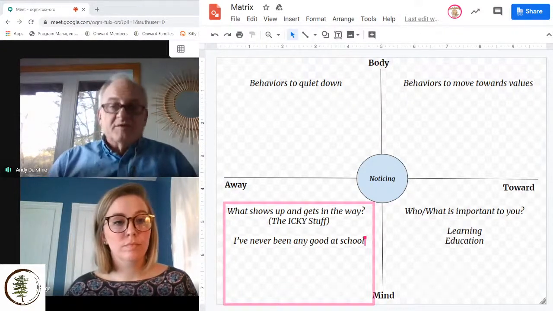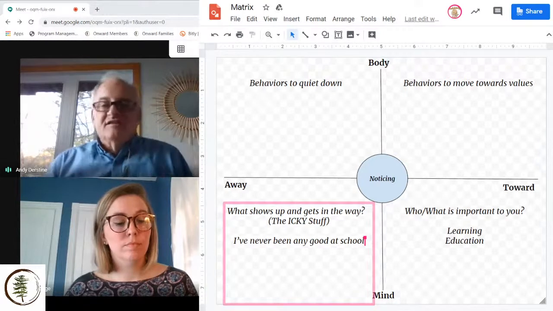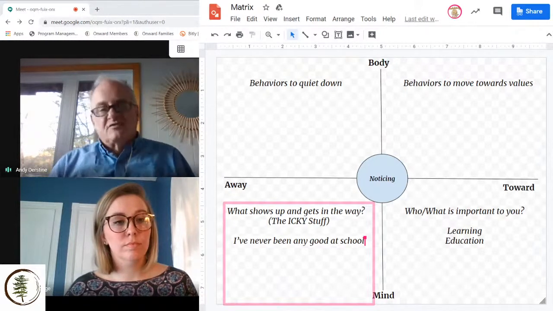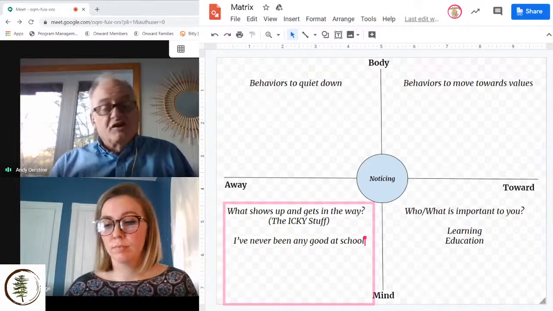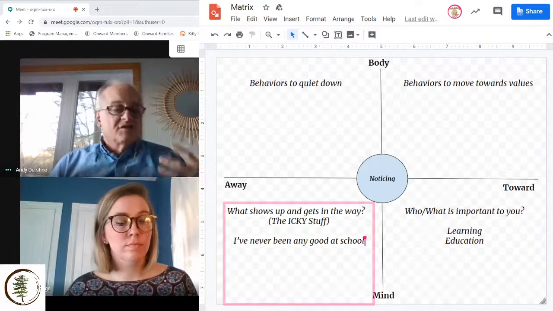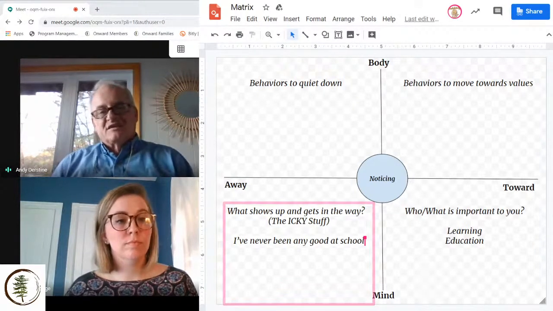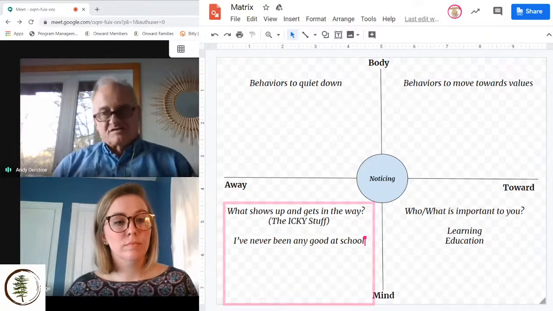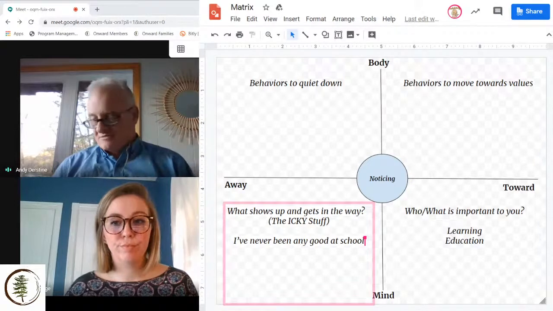School used to be harder for me when I was younger. I've gotten better at things as I've gotten older. So maybe there is a possibility here. I'm pretty good at lots of other things. So again, not just defining themselves in that language, but looking at themselves as a whole person and creating some options and possibilities again.